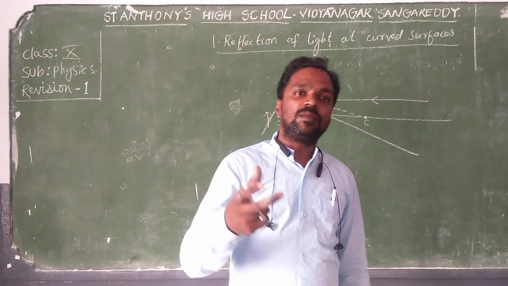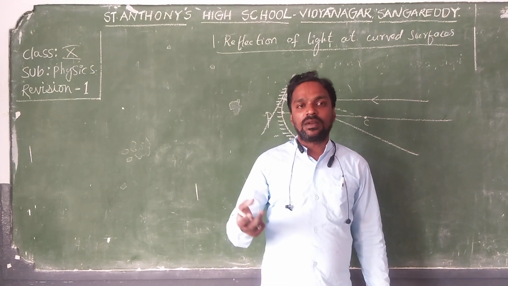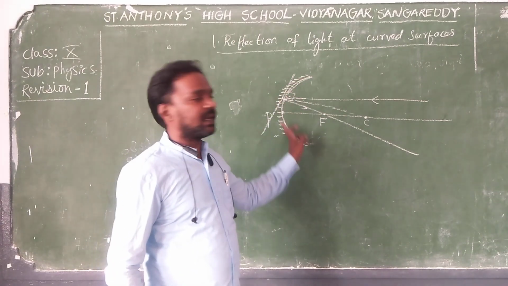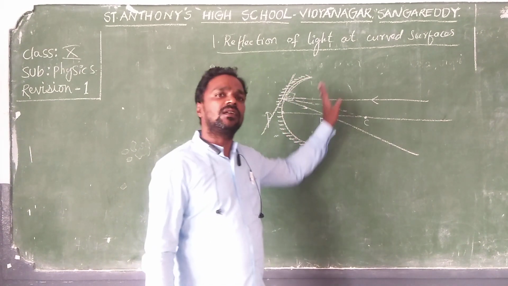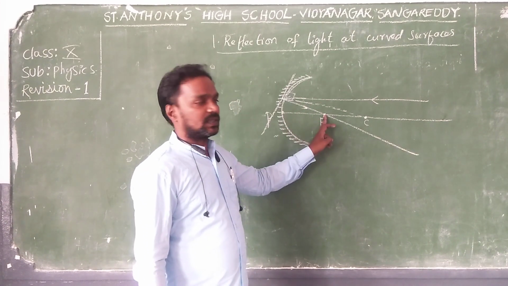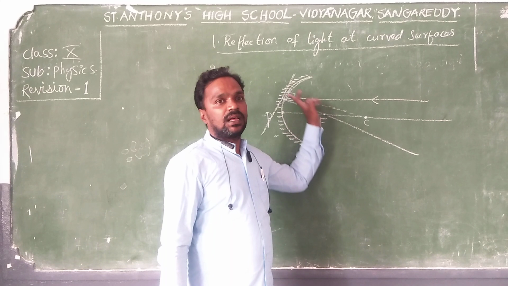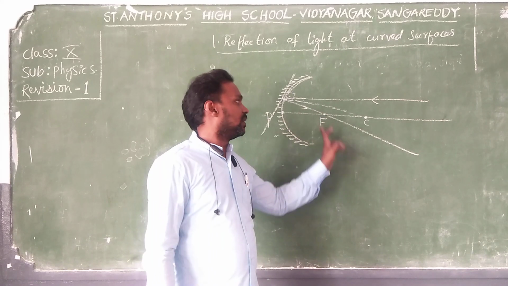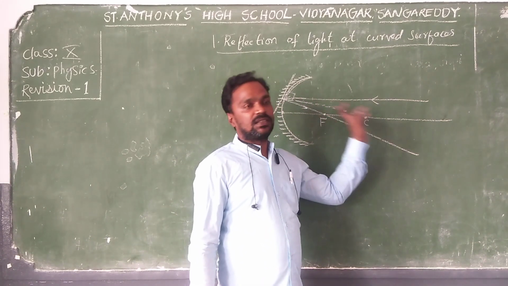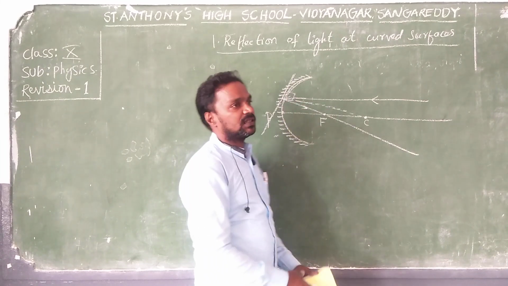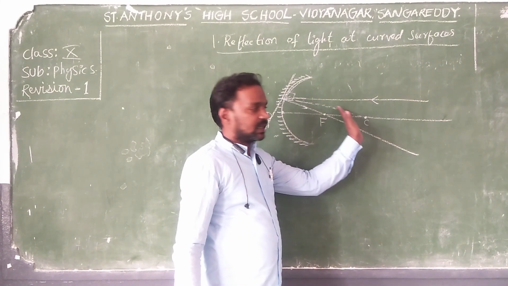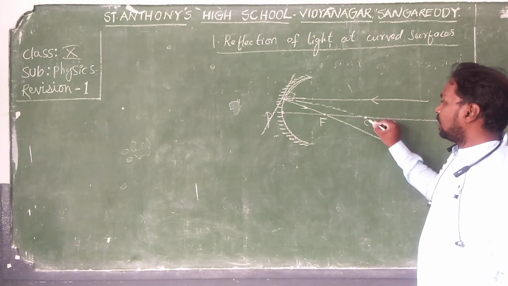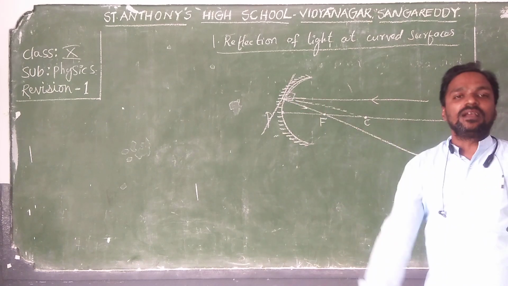These are some important technical points to be learned. What is pole? Pole is the geometric center of the curved surface or curved mirror. What is focus? The reflected ray meets the principal axis at one point, and that point is called the principal focus. What is center of curvature? When the normal intersects the principal axis at one point, that is called the center of curvature for that particular mirror.